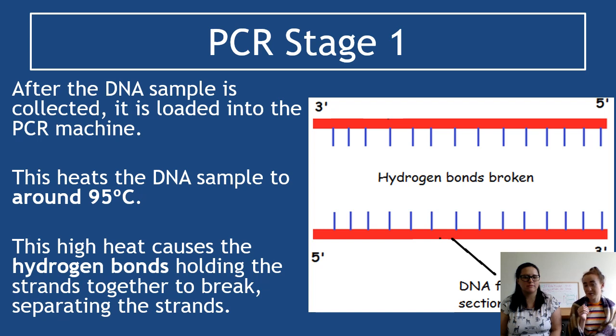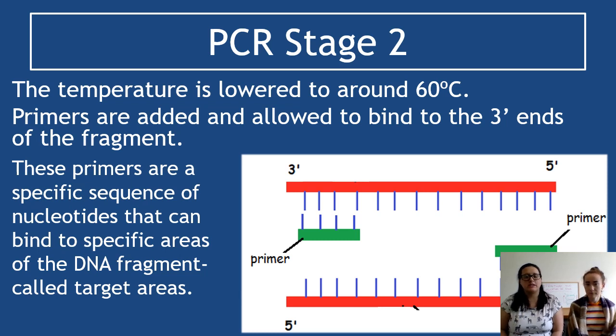The reason it's going to go up to 95 degrees is because that is a temperature that can cause the hydrogen bonds to break. Like in DNA replication, we needed the DNA to unwind and then the hydrogen bonds to break to free up the bases. Exact same thing happens here. The heat goes up to 95, hydrogen bonds break, and then the bases on our nucleotides are now free to be replicated from.